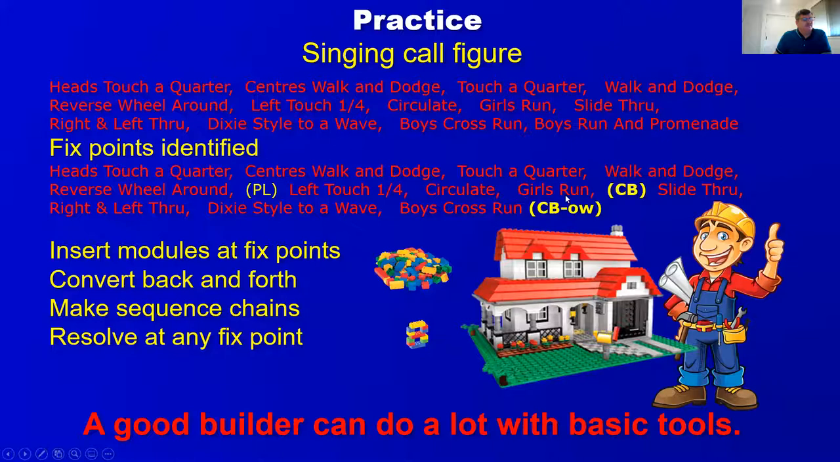Touch a quarter, circulate, boys run is a conversion from a partner line to a corner box. Left touch a quarter, circulate, girls run is a conversion from a partner line to a corner box. Now we're starting to learn about symmetry and we don't even know it. It's the same thing, but if I go left, I have the girls run. If I go right, I have the boys run.